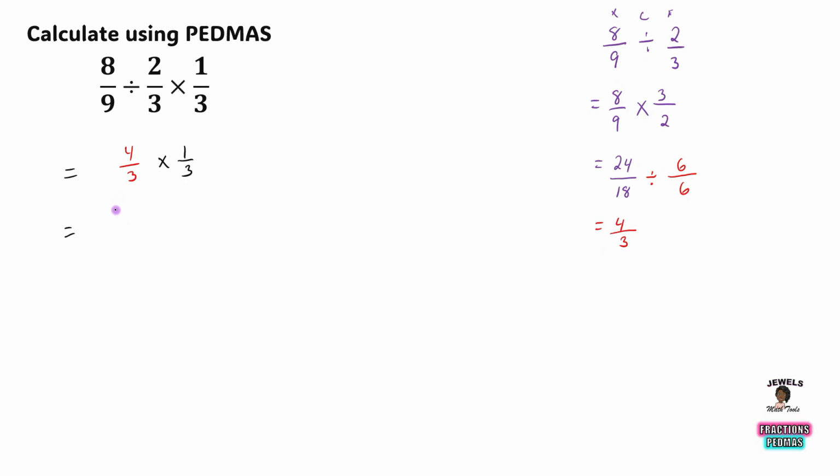So now let's multiply. So we have 4 times 1, which will equal 4, and 3 times 3, which equals 9. And since both 4 and 9 do not have any common factors, this will be my answer in its simplest form.